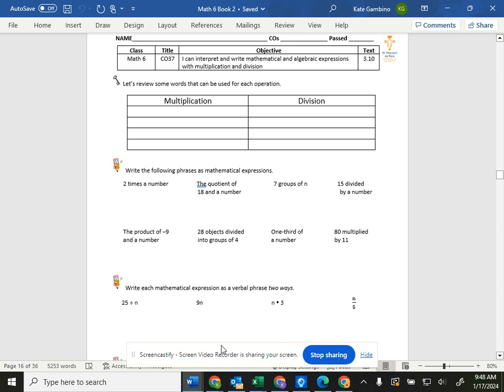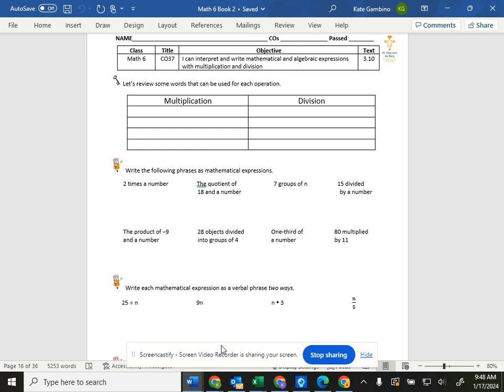Good morning. Today we are continuing with Unit 5. We are doing CO37. I can interpret and write mathematical and algebraic expressions with multiplication and division.